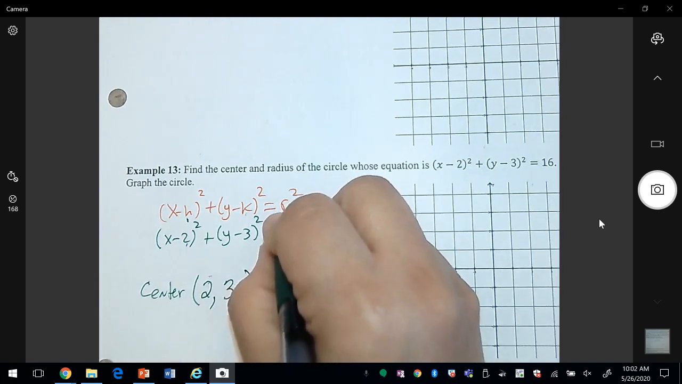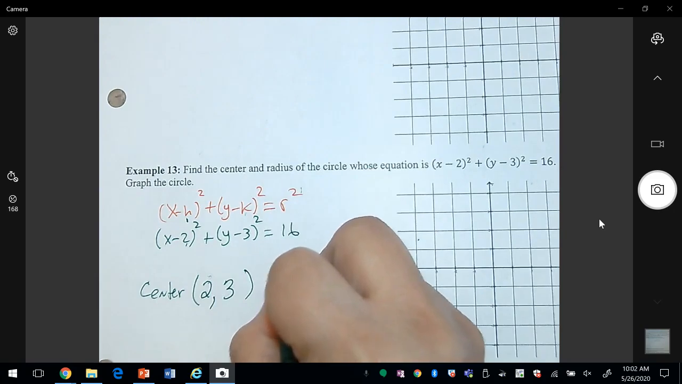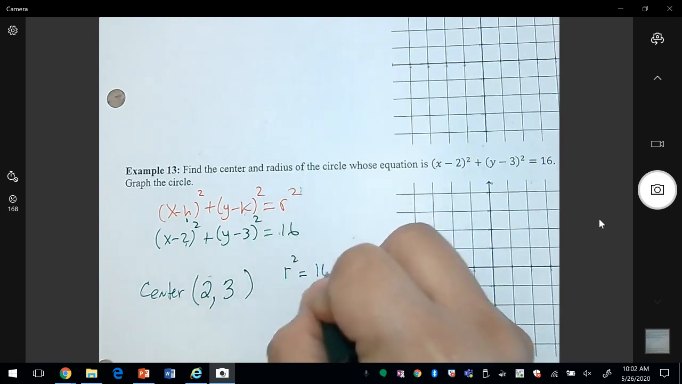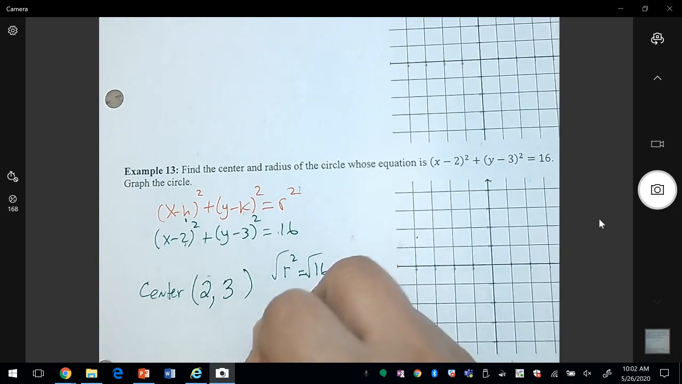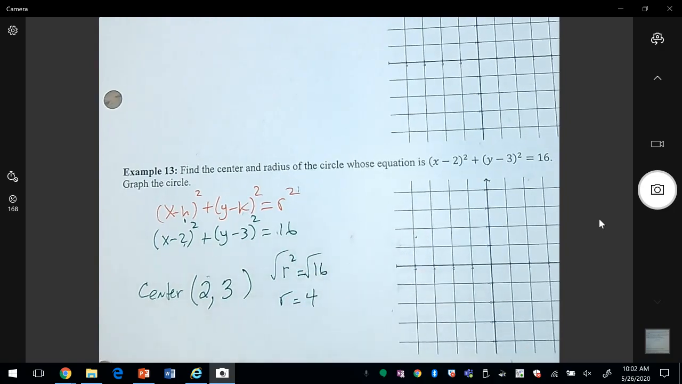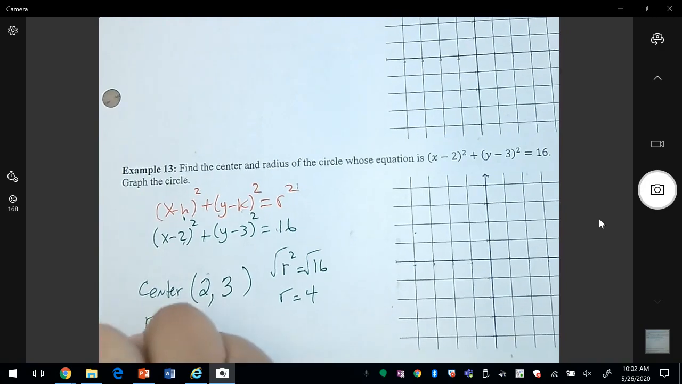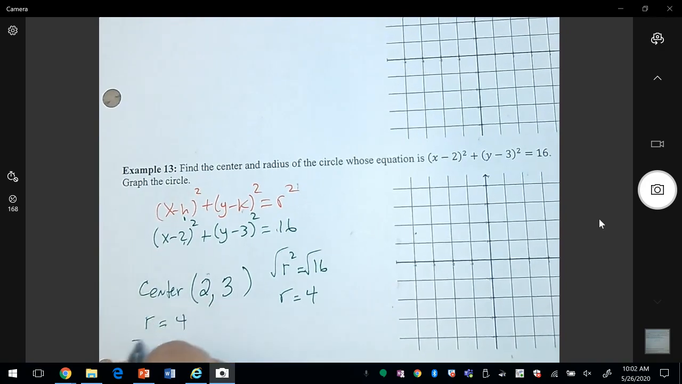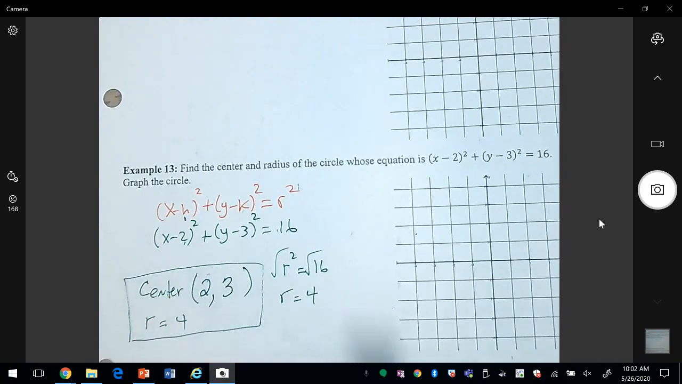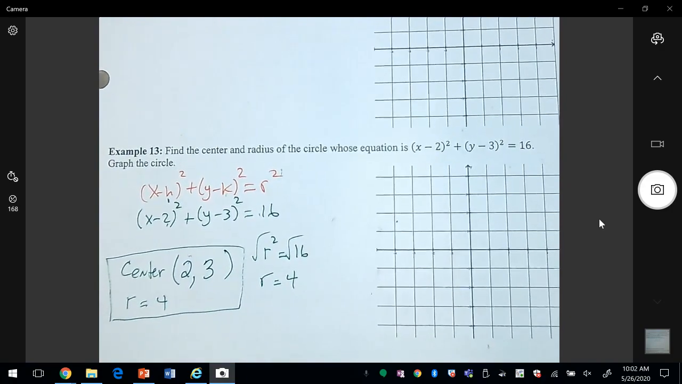And then here we see that r squared is equal to 16. So if we solve for r, we get plus or minus 4. We're only going to use the positive since we're looking at the distance. So my radius is equal to 4. Then we can use these two things to graph the circle.